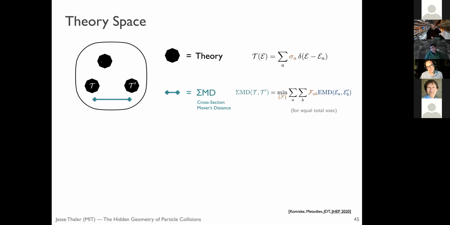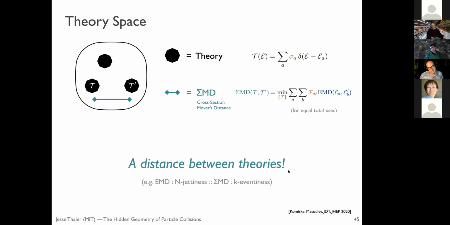Each one of those theories generates predictions for all the cross-section weighted events, basically predictions for all the energy flow patterns I could get. Using this cross-section mover's distance, I could do various things. I have a distance between theories, and just like I had N-jettiness using the EMD, I could talk about k-eventiness, computed with the sigma MD. That is, I could talk about to what extent a theory is well described by having k events.